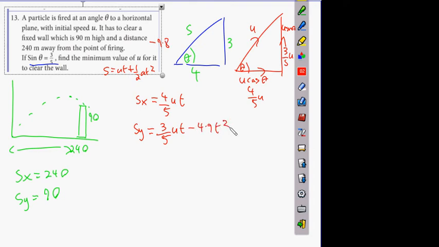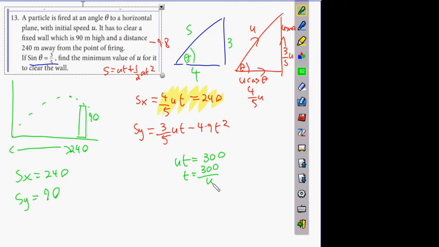So what we're going to do with the first formula is isolate t. So s of x equals 240. So multiply by 5 and divide by 4. And what we're going to get is 300. So using the sx formula, we find that ut ends up being 300. Therefore, t equals 300 over u. Now we can enter that into the sy equation.